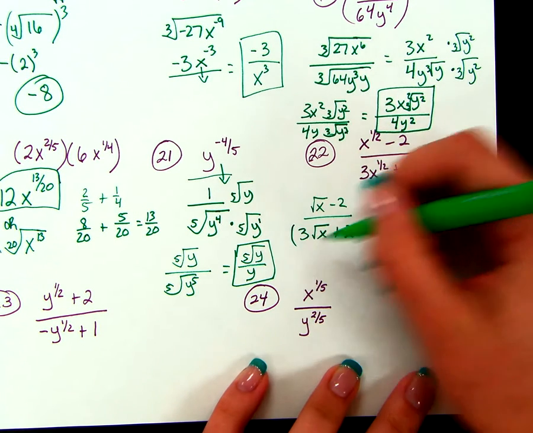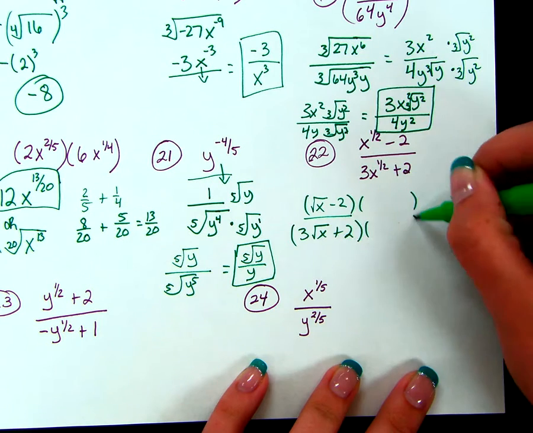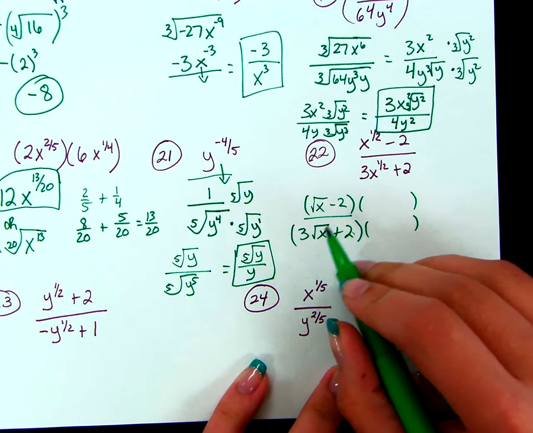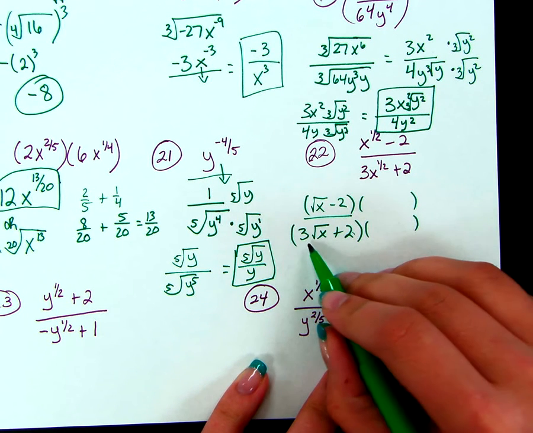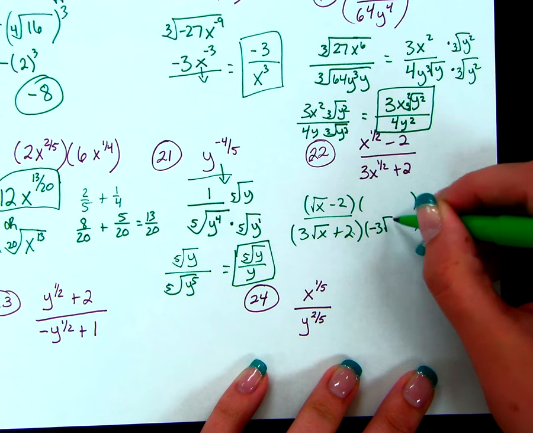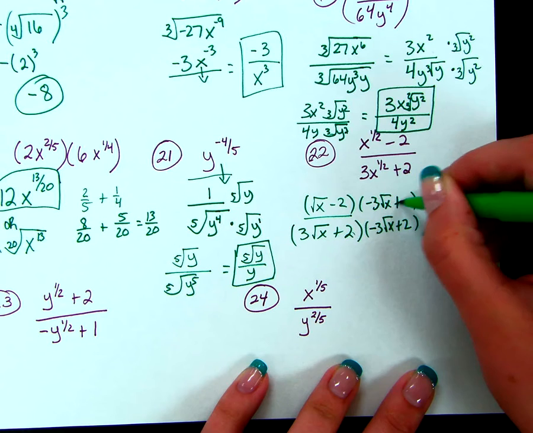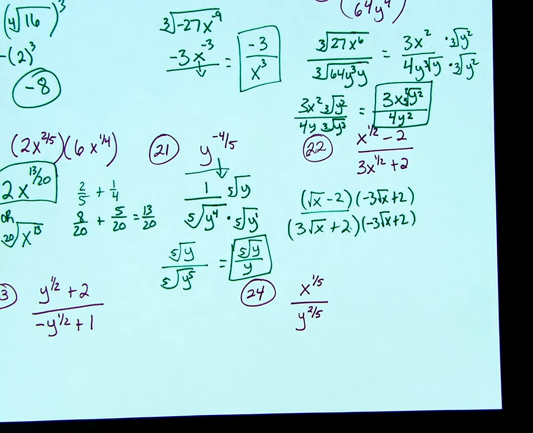So that means that we're going to have to multiply the numerator and denominator by the conjugate, and the conjugate is when we change the sign in front of the radical. So we need to multiply by negative 3 square root of x plus 2 to the numerator and the denominator. So to simplify, we are going to need to FOIL.